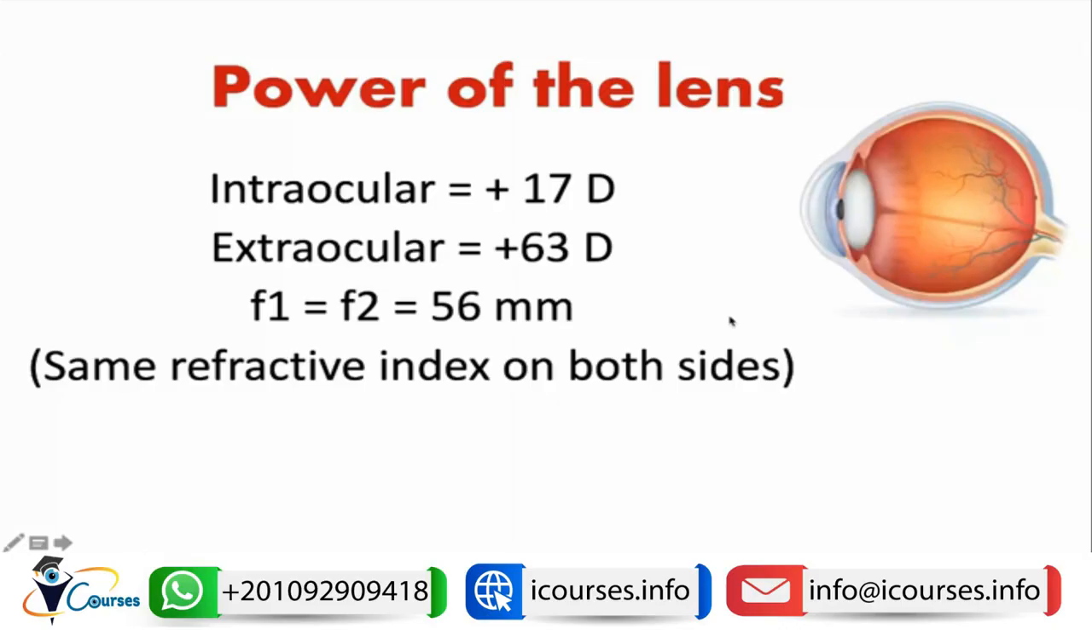So we now know the refractive power of the cornea, which is about 43 diopters, and we have the refractive power of the lens, which is an average of 17 diopters. So the average power of the human eye will be 60 diopters. This will be the first method to determine or calculate the power of the eye. Is everything clear up till now?